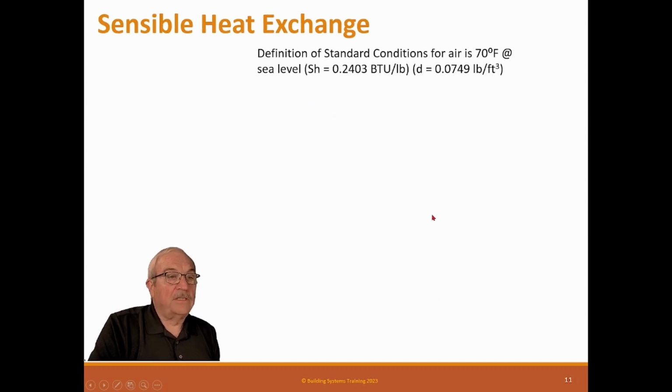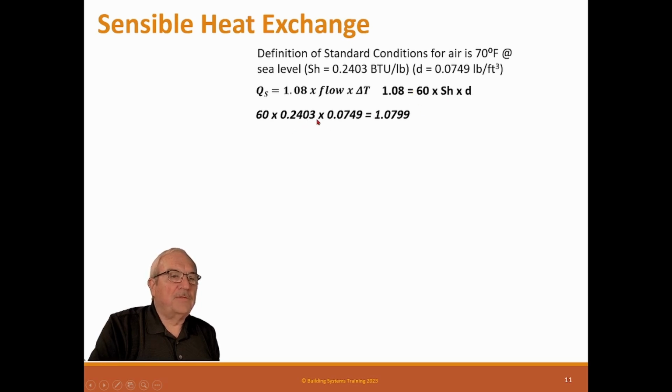Okay, let's look at sensible heat. There's the definition again, and the specific heat is 0.2403 and the density is 0.0749. And that equals 1.08. So we know what that is. If you take 60 times 0.0749 times 0.2403, you come up with 1.0799, and of course, it rounds up to 1.08.